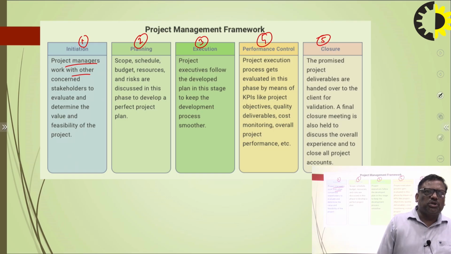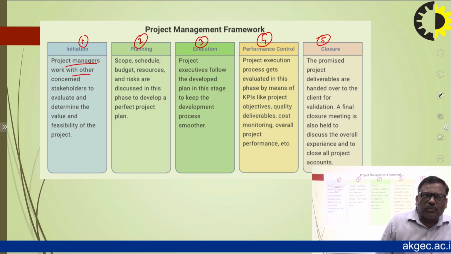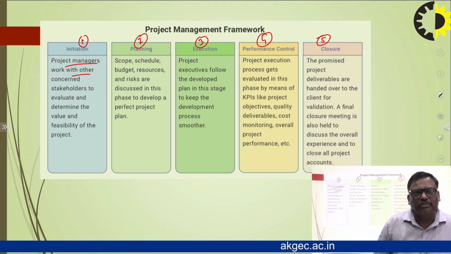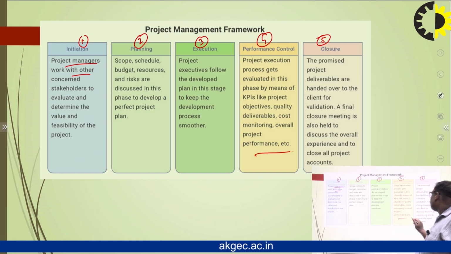The third one is the execution. Execution means the design process, code process, and test process. So whether the whole development process runs smoothly or not comes into the execution part. Performance and control comes under the monitoring and control process. So the project execution process gets evaluated in this phase by means of KPIs like project objective, quality delivery, cost monitoring, and overall project measurement or performance also.